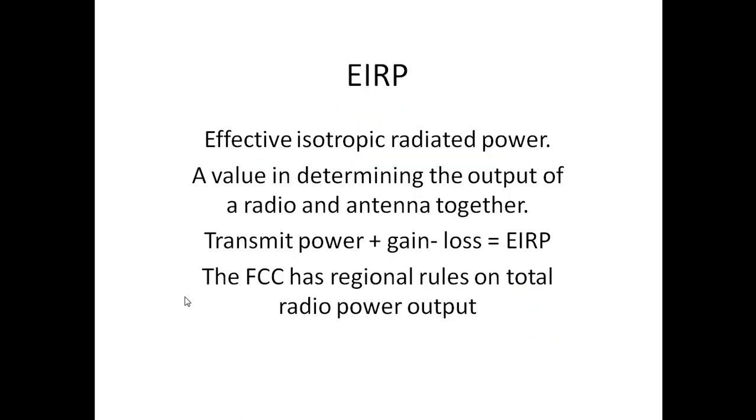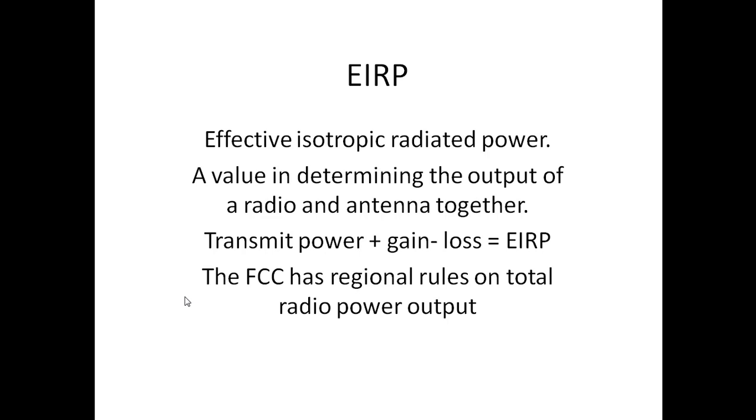All right, those two things added together, transmit power and gain, equal effective isotropic radiated power. Now, this particular value, or EIRP, is something that the FCC has rules based on: this total output power. So the total output power is the amount of power that the radio has, plus the gain of the antenna, minus any loss that there may be between them.